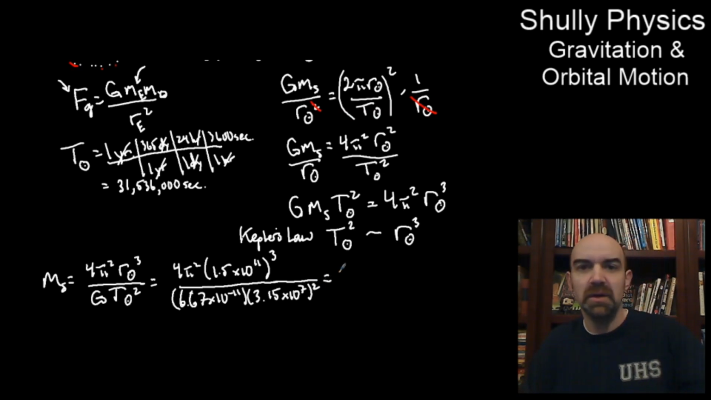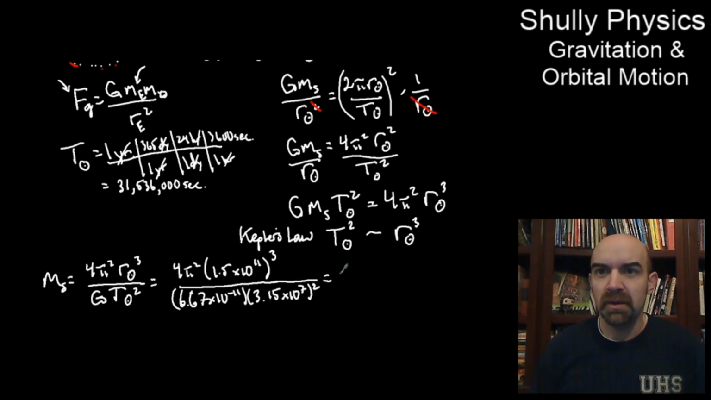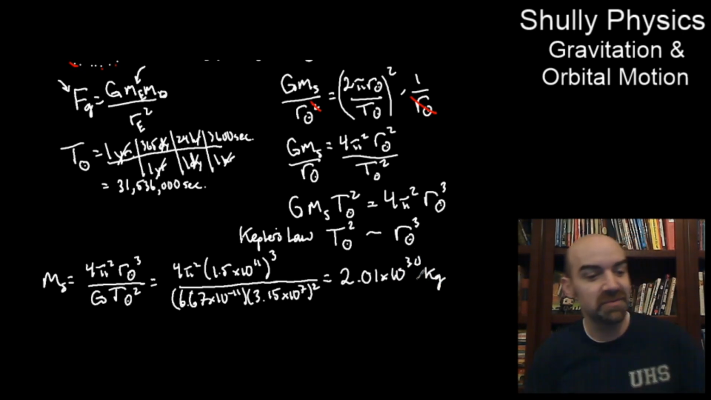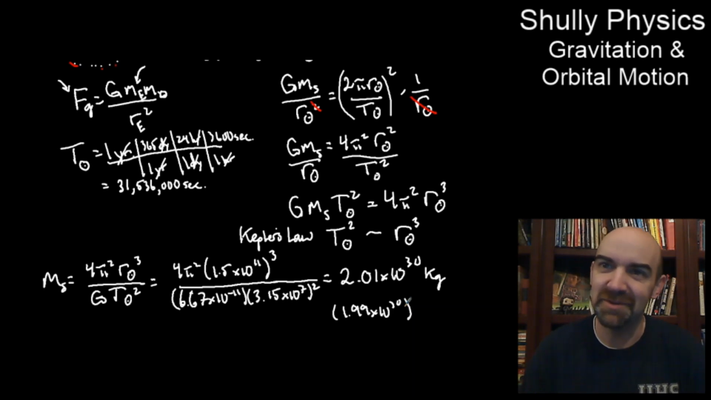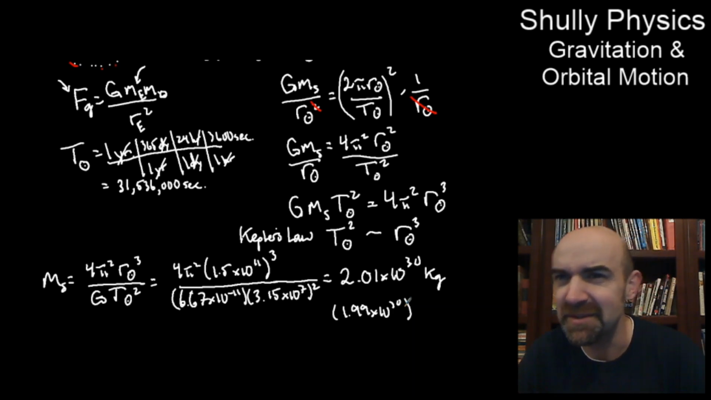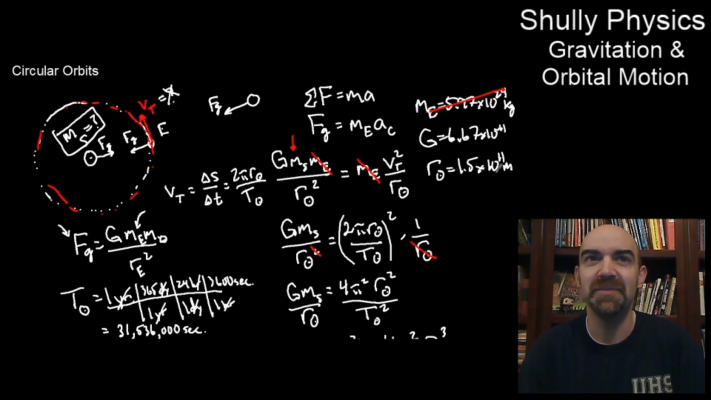I think it's somewhere around 1.99 times 10 to the 30 is what the book says. And according to my calculations, I got 2.01 times 10 to the 30 kilograms. Book value is 1.99 times 10 to the 30. Okay, so I think we're pretty close there. All right, there's the mass of the sun, determined within less than 1% difference. There we go. That's circular orbits.